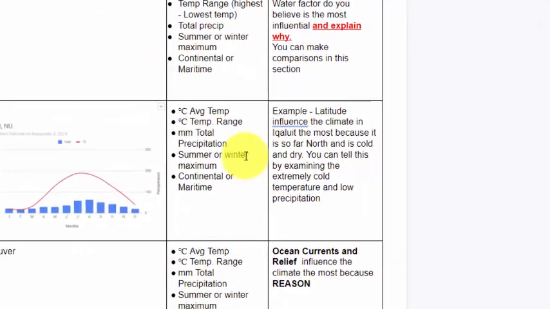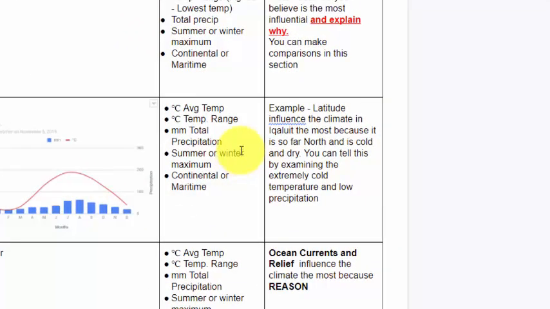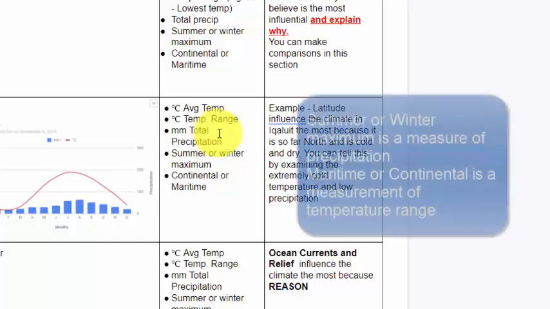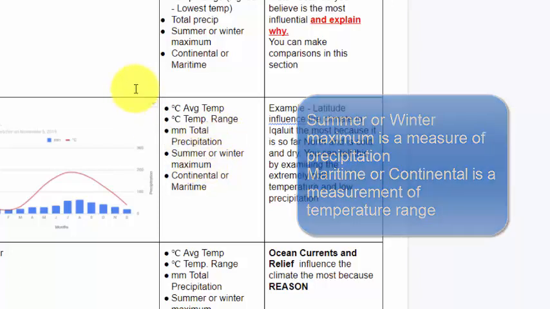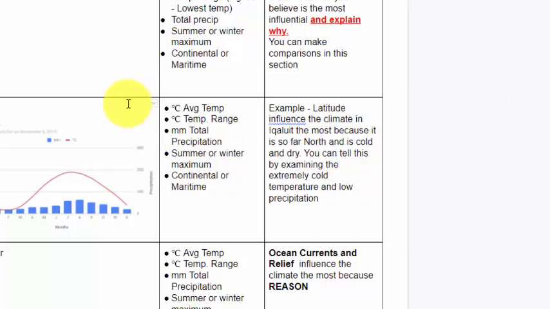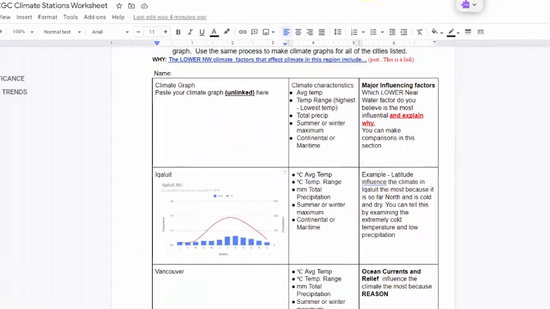So you have these two columns to the right. What you're going to need to do is get some information. So you need to find the average temperature, the temperature range, the total precipitation, whether it is a summer or winter maximum for precipitation, and whether it's a continental or maritime climate. To do that, it's pretty easy through Google Sheets.